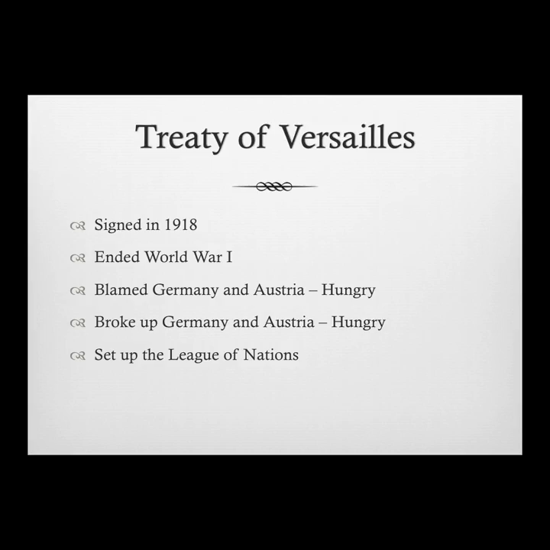Germany was also forced to disband its military because of this treaty. As a result of being blamed, Germany and Austria-Hungary, their countries were broken up because of this. The League of Nations was also established by the Treaty of Versailles.